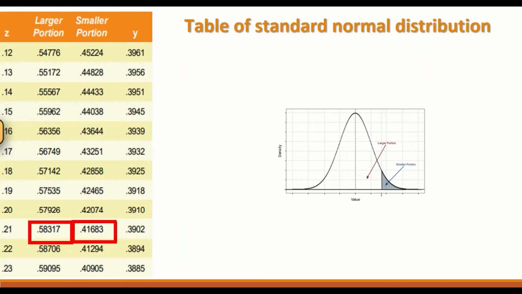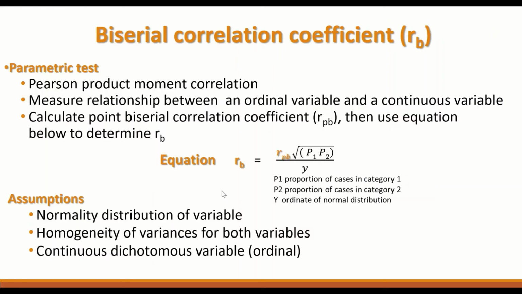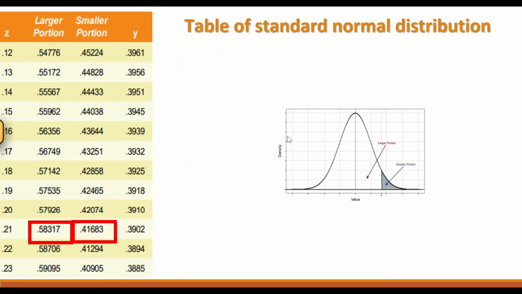Now, the table of standard normal distribution will be used in this test to work out the y ordinates. So the P1 and the P2 can be calculated from the data, and I will show you shortly how to do that. Once you obtain the proportion 1 and proportion 2, use this table of standard normal distribution to find out the y ordinate for these large proportion and small proportion.